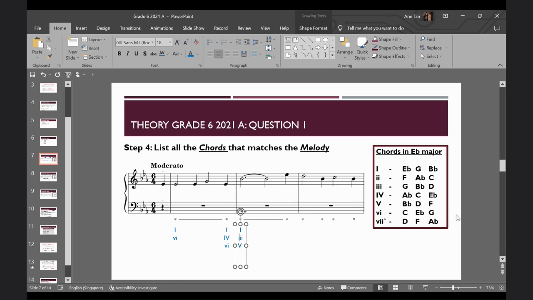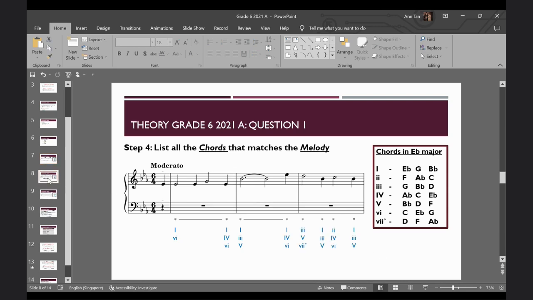We list out all the chords in this manner for the entire question. All right, so this will be the workings for the rest of the melody. You can check your answer against mine.